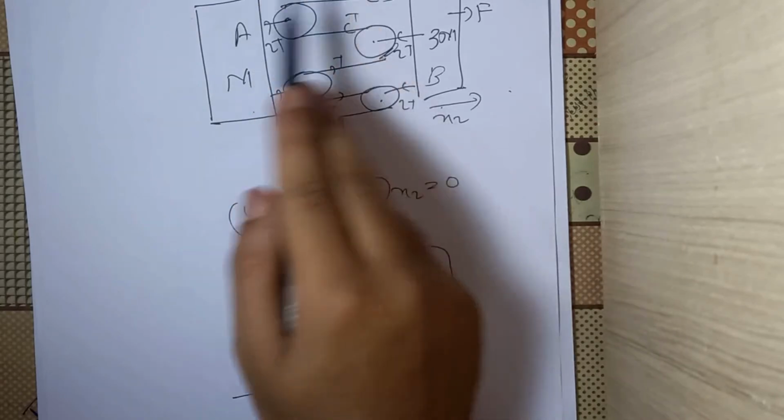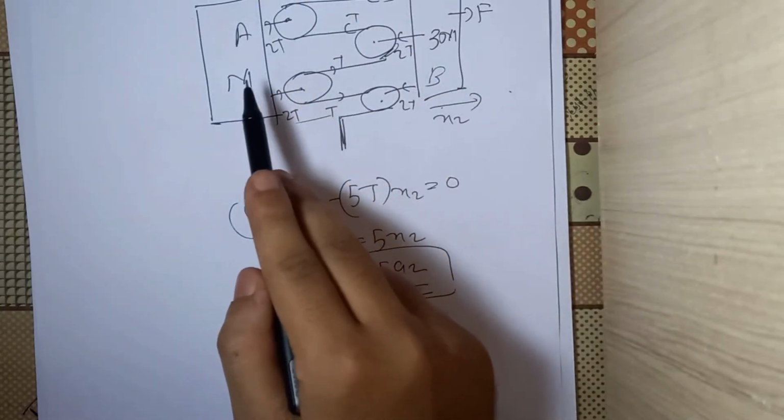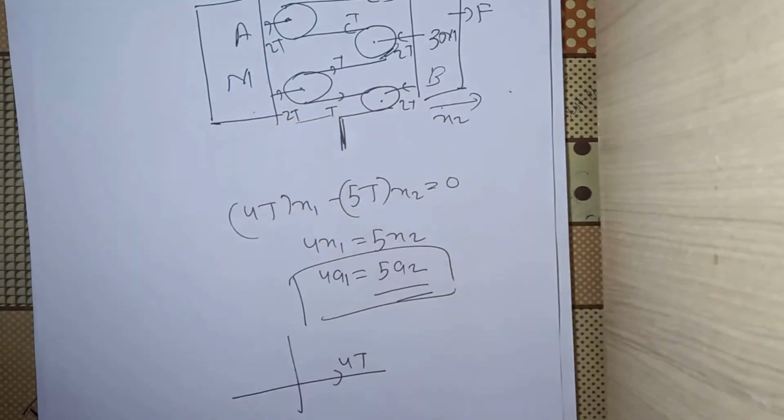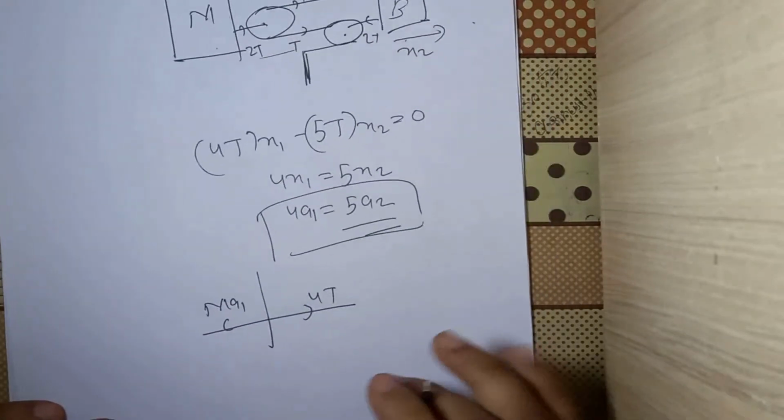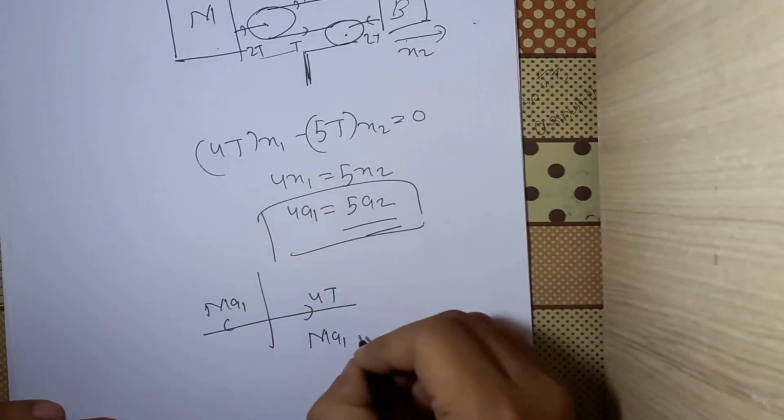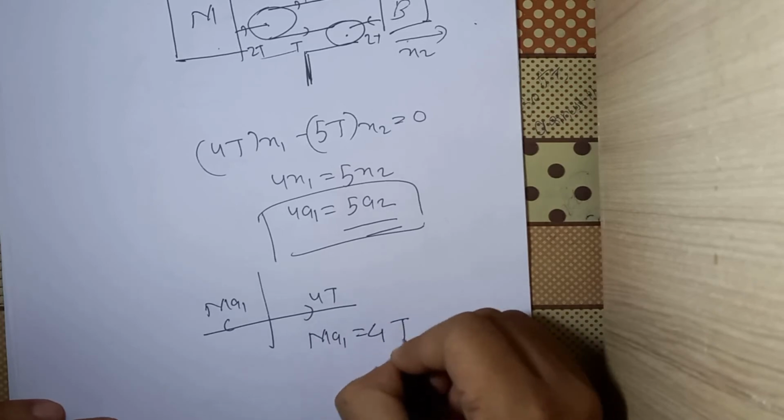As we have assumed the x1 to be on the right side, acceleration has to be assumed to be on the right side. So there will be a pseudo force of ma1 in the backward direction. So we can write that ma1 should be equal to 4T.